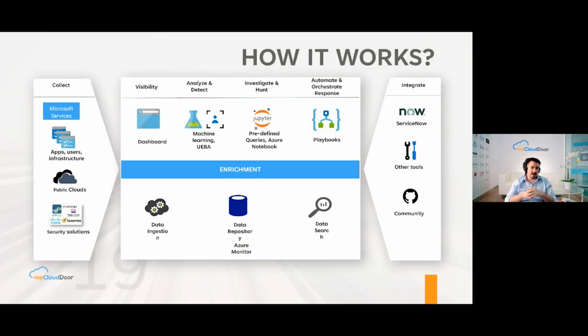And how does it work? First of all, you need to collect these events. For example, from Microsoft services, as I said, Microsoft 365, Azure, some apps, user infrastructure, and public clouds, even AWS and GCP. You can connect all these events. Some security solutions, as I said, Cisco, Palo Alto, Fortinet, Checkpoint, and some solutions by Symantec. You can collect all these events and create a single visibility, a single dashboard where you can see all these events. Analyze, detect, investigate, and hunt.